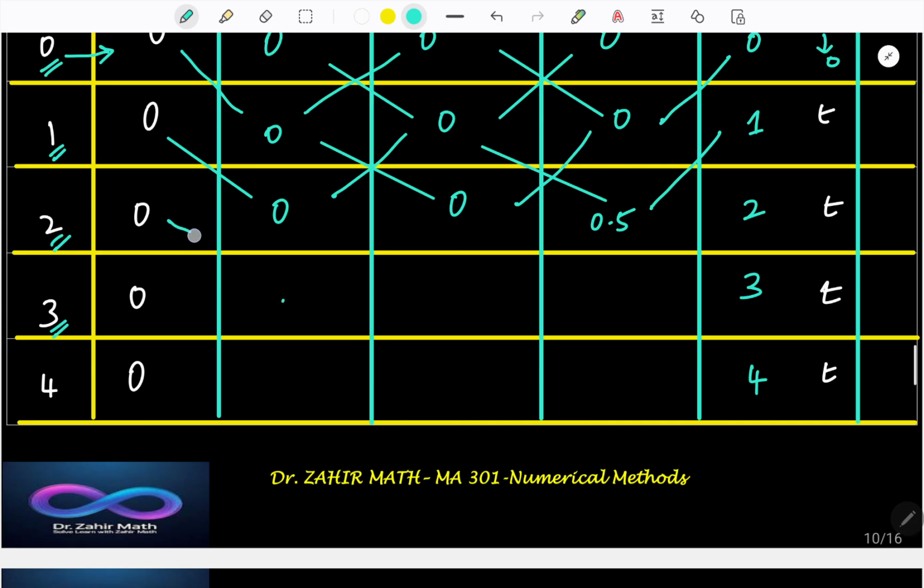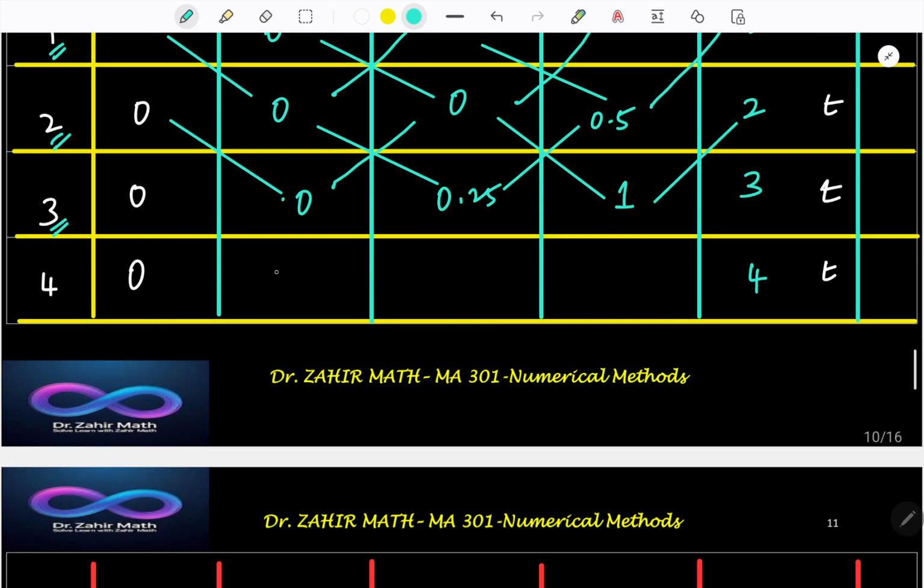So for this one you have to add this one and this one divided by 2, which is 0. This one you have to add and this one you have to add. 0.5 divided by 2 is what? Sorry. This one is 0, 0.5, which is 0.25. And this one and this one, 0 plus 2 by 2, this is going to become 1.